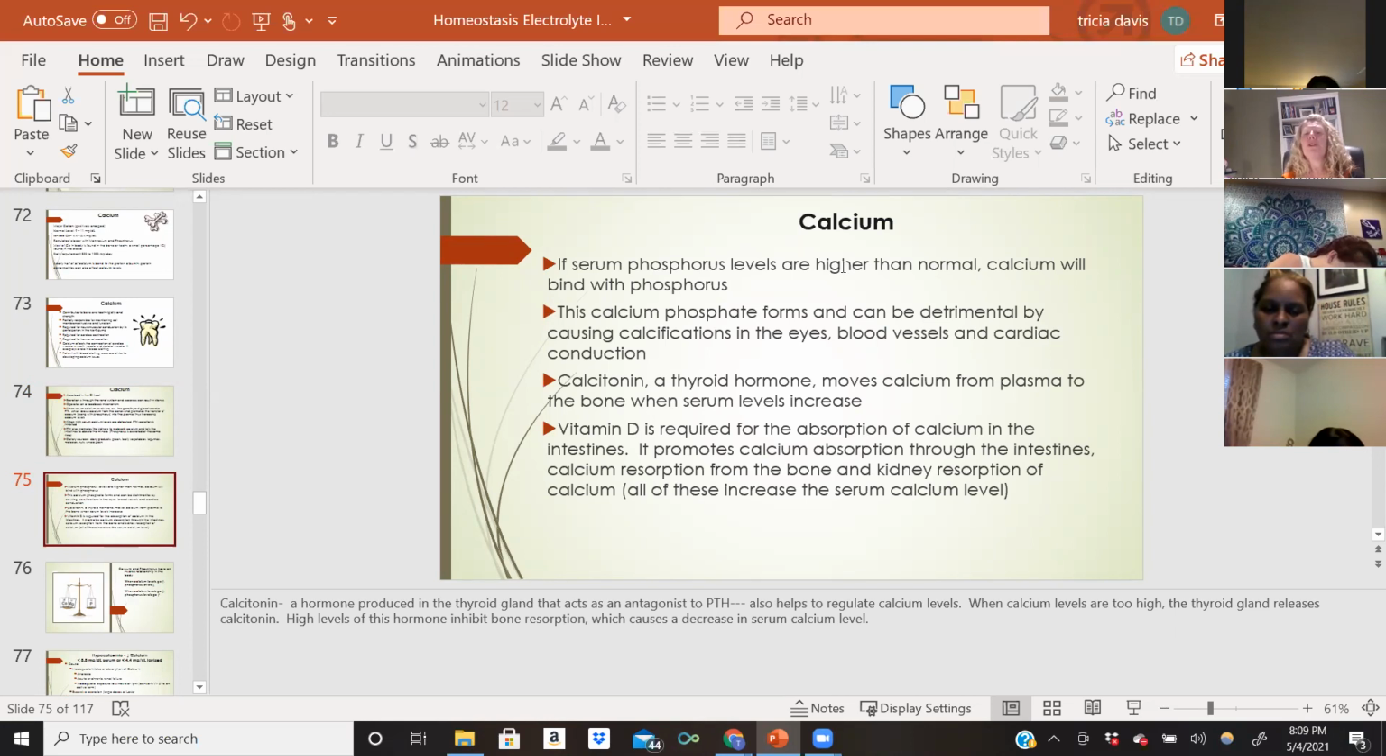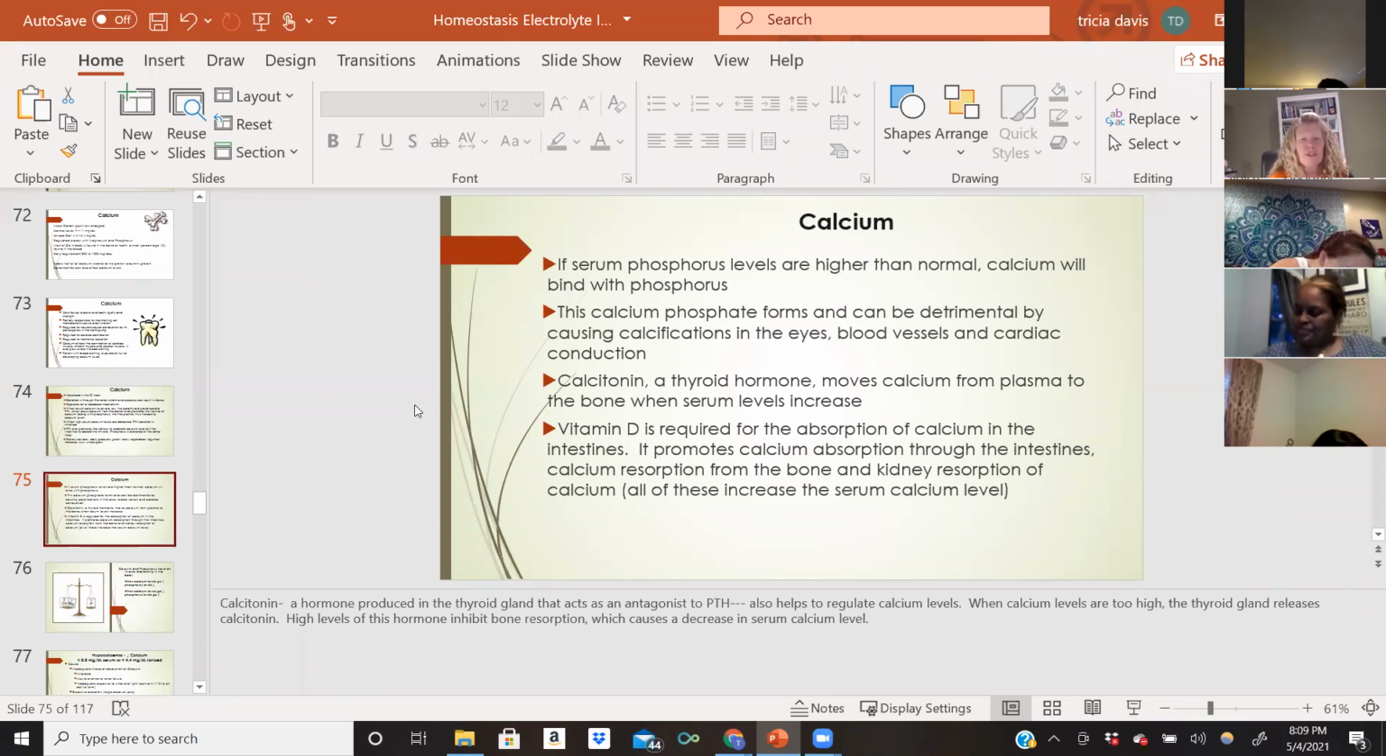Calcitonin, which is a thyroid hormone, moves calcium from our plasma to the bone whenever serum levels increase. And vitamin D is required for the absorption of calcium in our intestines. It promotes calcium absorption through the intestines, calcium resorption from our bone, and kidney resorption of calcium. All of these help to increase the serum calcium level. So vitamin D is not something that our body makes. We have to get this through food or from being outside in the sunlight.